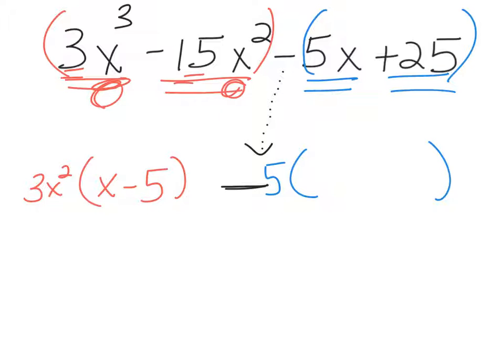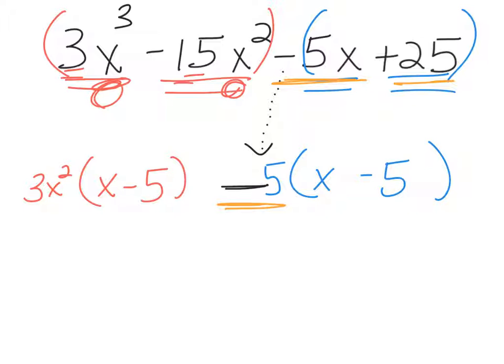But since this is a negative, I have to think about when I distribute it back, when I take this number and distribute it back, it's actually a negative 5 now. We can't forget that negative. This is actually a negative 5. So if I factor out a negative 5 from these, what would I be left with? Well, negative 5x divided by negative 5 would be x, and then 25 divided by negative 5 would be negative 5.